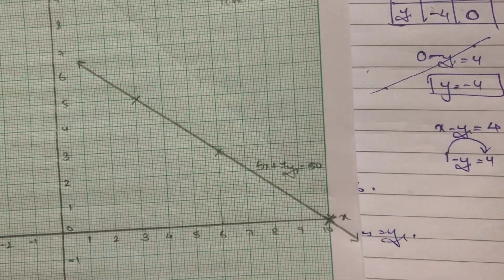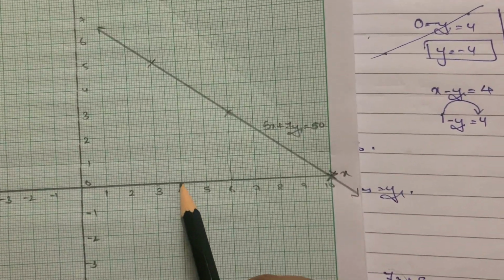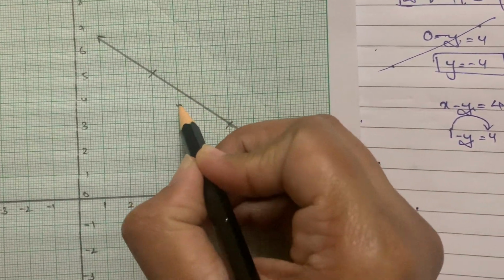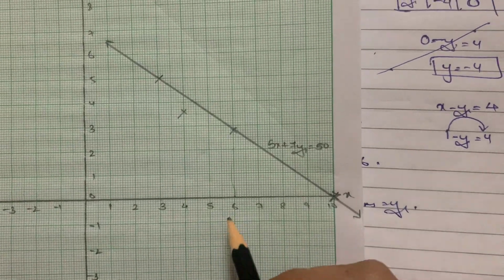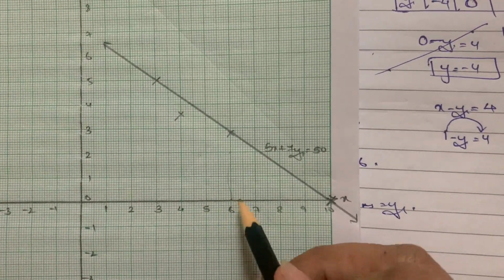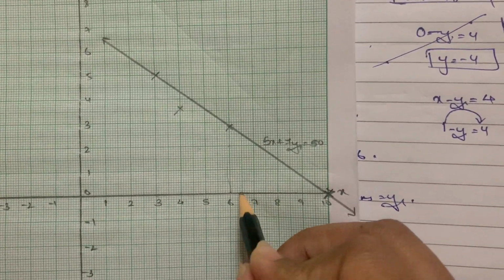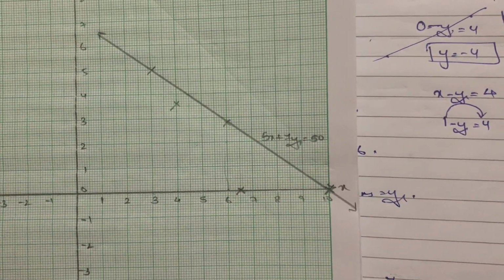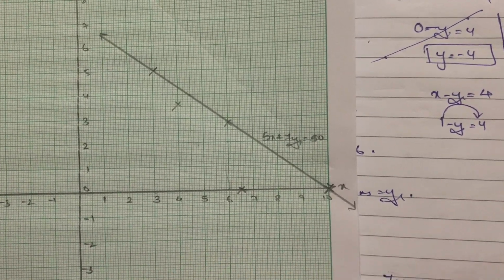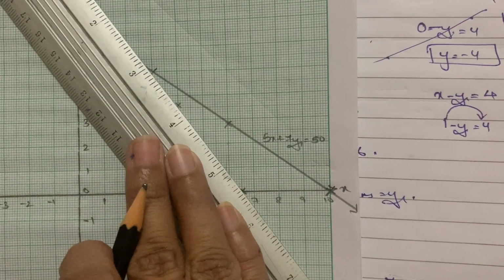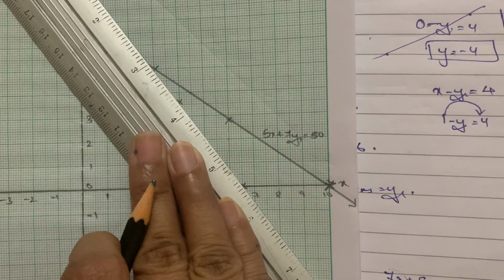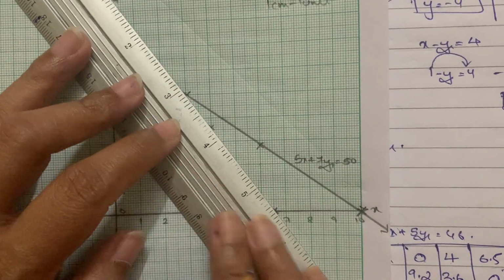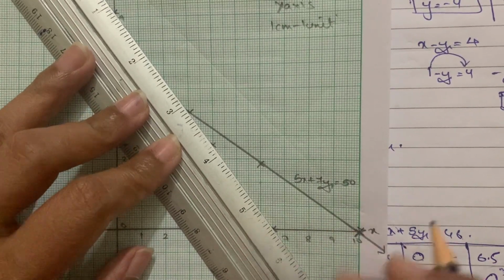The next is 4 on x-axis, 3.6 on y-axis. So I'm marking it here. Then it is 6.5 on x-axis, that comes here. So I'm going to mark it here. Then I can take my scale and mark it all together. When I'm joining all the 3 points together, this is what I'm going to get.